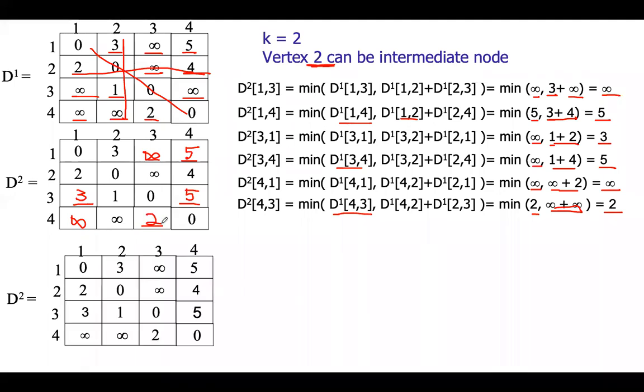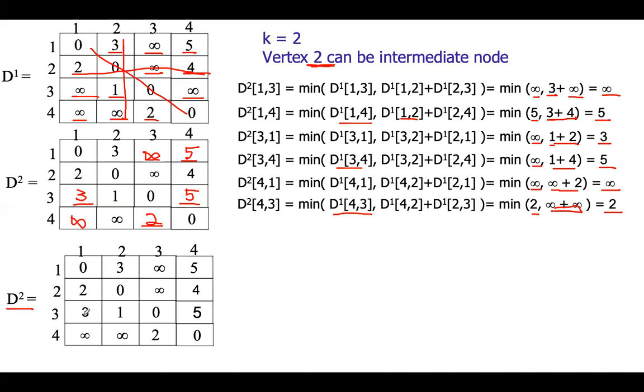So the output matrix is D2. Its values will be as follows. These values we have written here. We got a new 5 here and 3 here and also 5 here. So this is the end of the second iteration, where we kept vertex 2 as intermediate. Next, D2 will be input and vertex 3 will be intermediate.